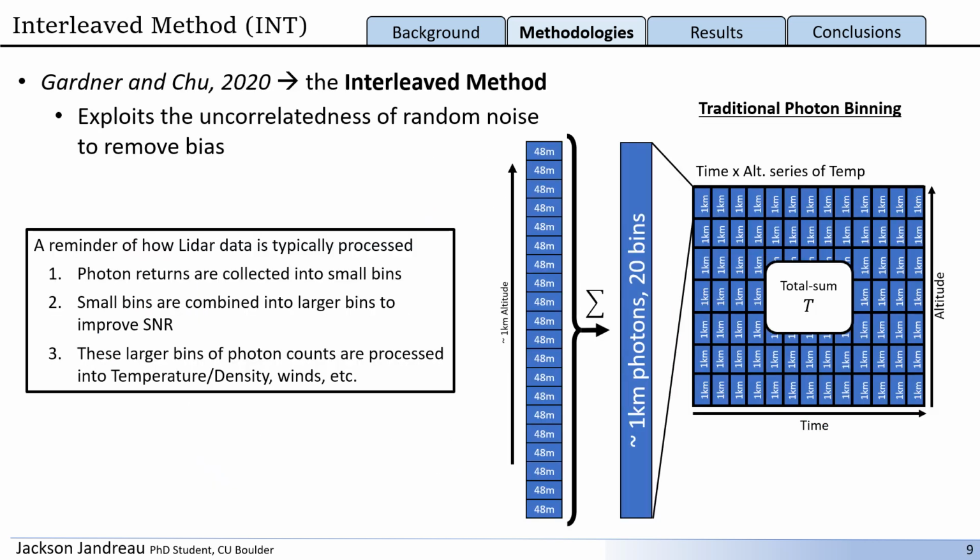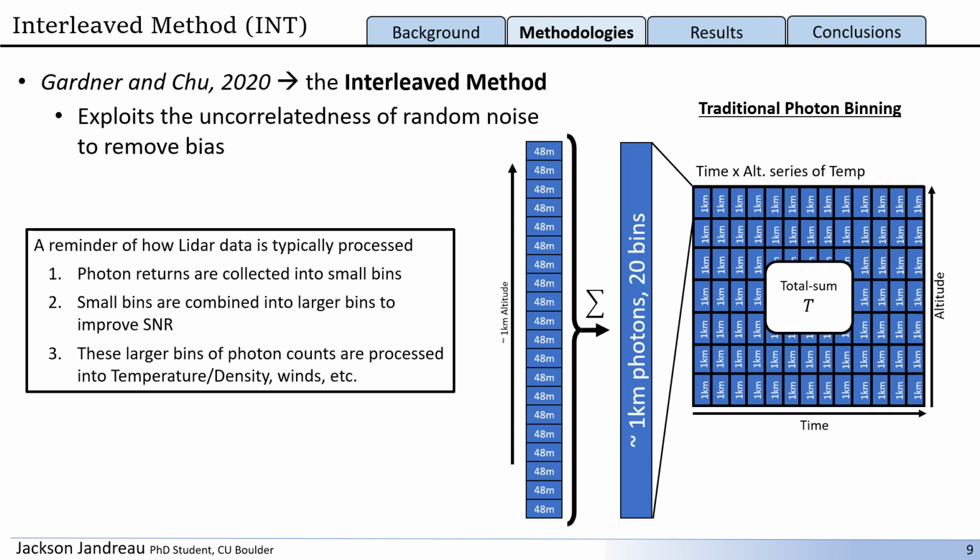The interleaved method is a little more complex than the previous two. I will demonstrate a method called altitude interleaving, and later we'll briefly discuss time interleaving. To begin understanding this method, it helps to review how LiDAR data is typically processed. The raw data from the LiDAR system stores photon counts in fine bins, which in our system are 48 meters tall. We can then add the counts of 20 of them together to increase the SNR, resulting in a 1 kilometer wide bin containing 20 of these fine bins.